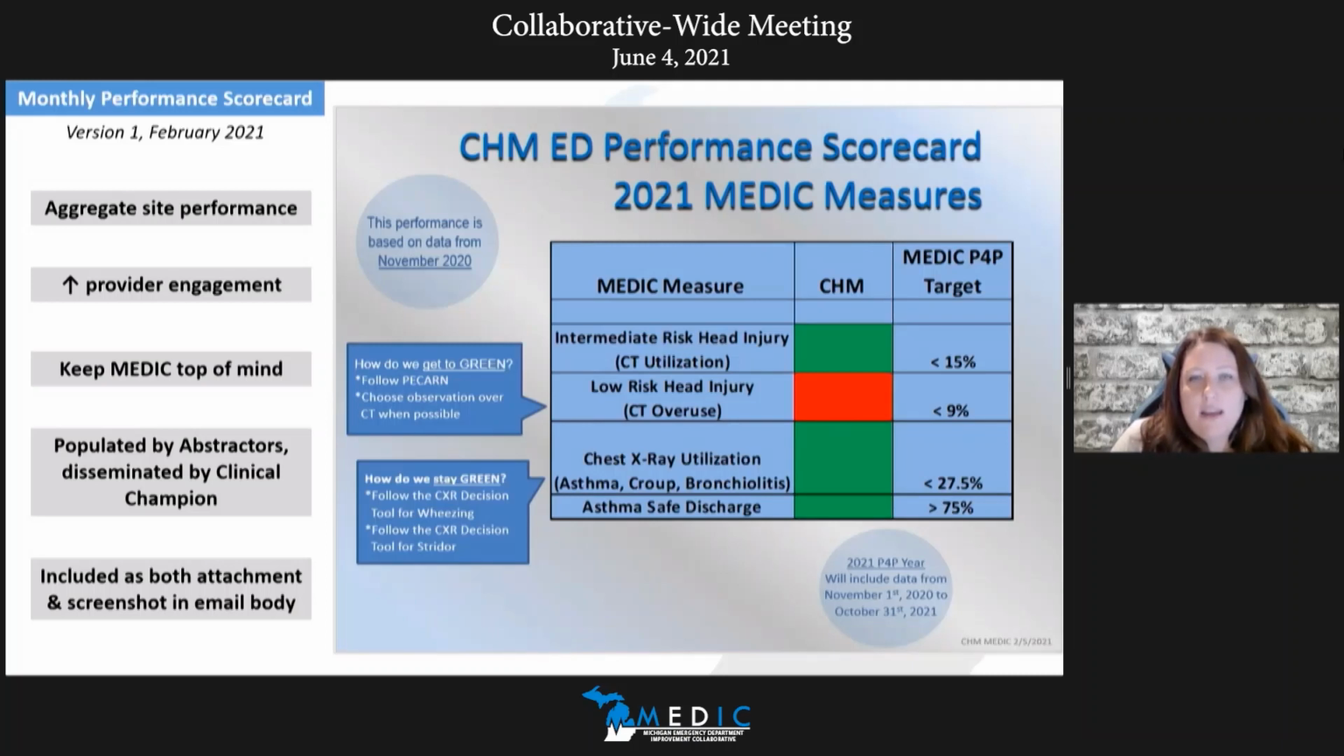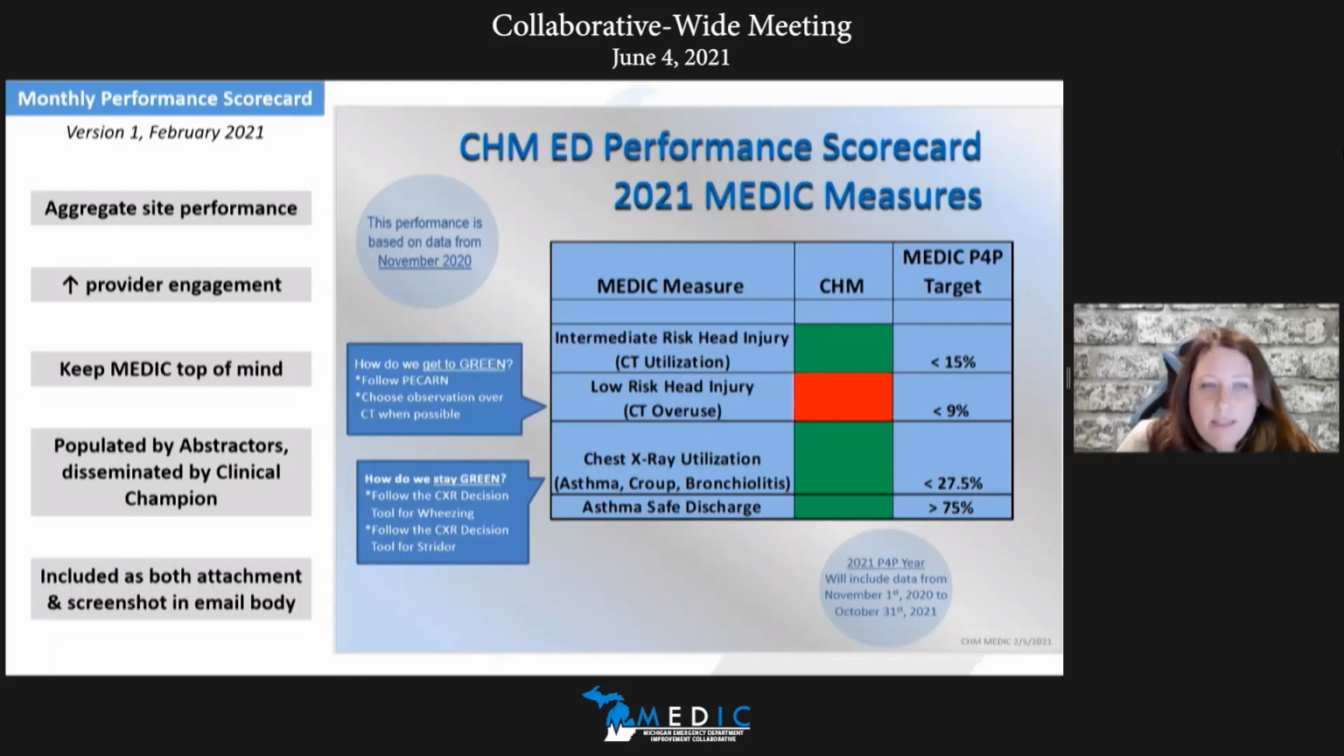We have the MEDIC target, P4P targets there. Then our numbers would be populated here based on what I pull from Tableau. And green, obviously green is good. So that means we're meeting the target, we're doing good. Red, obviously we have a little bit of work to do and we'd like to see some improvement there.